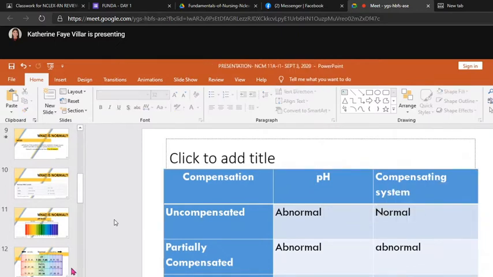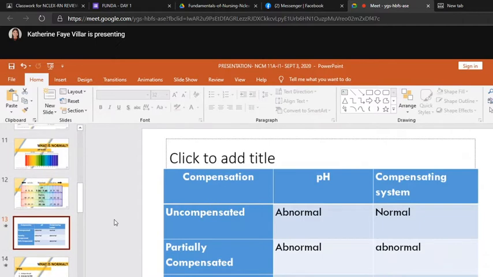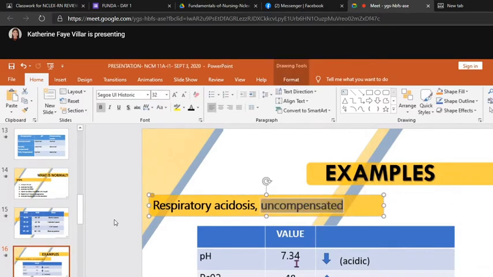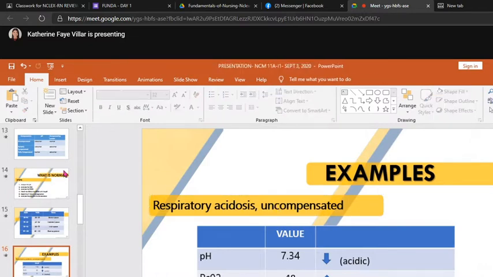So, in this, yung example po kanina, saan na ba yun? Yung example na ito, okay? So, this is an example of an uncompensated kasi yung compensating mechanism niya, which is yung bicarbonate, ay normal. Okay? So, ibig sabihin, nag-normalize yung compensating system niya. Kaya walang gagawin yung pH. Okay? So, kaya siya natawag na uncompensated.